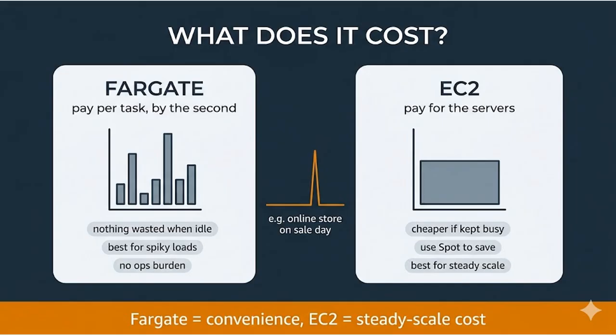A quick word on cost, because it follows directly from the launch type. With Fargate, you pay for each running task. It's vCPU and memory, by the second, with nothing to manage and nothing wasted when tasks stop. That's perfect for spiky or unpredictable workloads, and for small teams who don't want an ops burden. With EC2, you pay for the servers in your cluster whether they're fully used or not, so if you can keep them busy, and especially if you use spot capacity, you can run large, steady workloads cheaper. The pattern, Fargate for convenience and spiky loads, EC2 for cost efficiency at steady scale.